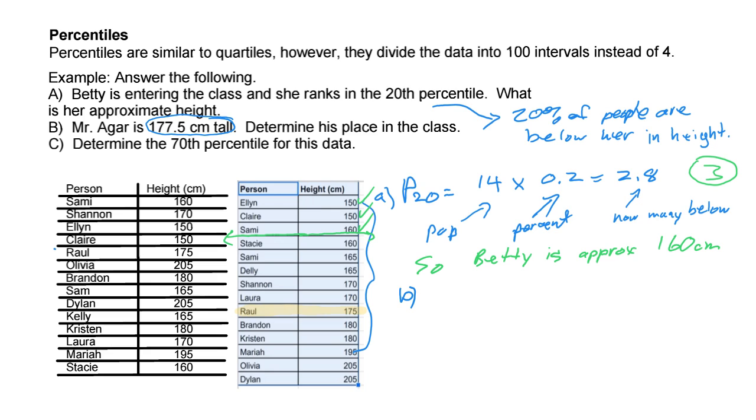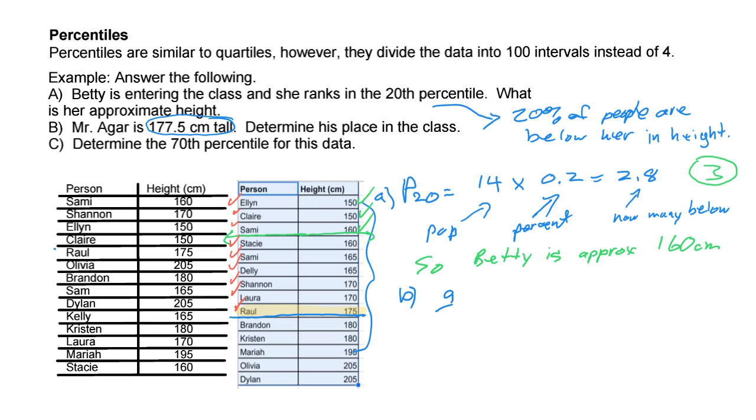And in order to be just before that, let's see: 1, 2, 3, 4, 5, 6, 7, 8, 9 people. So literally, we have 9 people below. So for Mr. Agar, there are 9 people below him. So that's where our cutoff is.